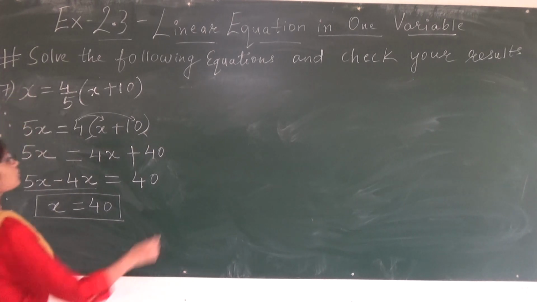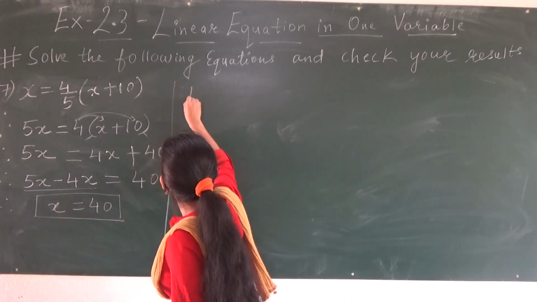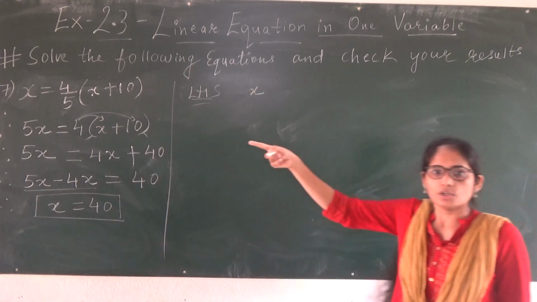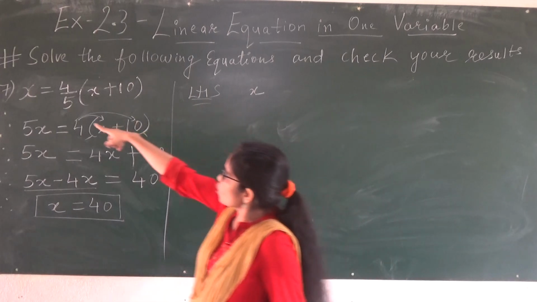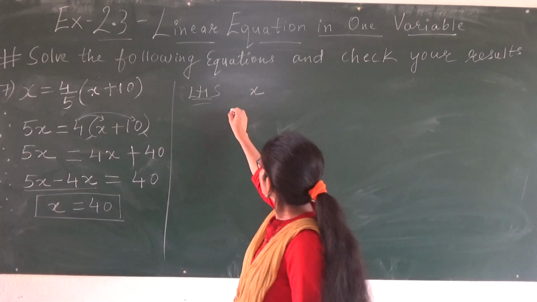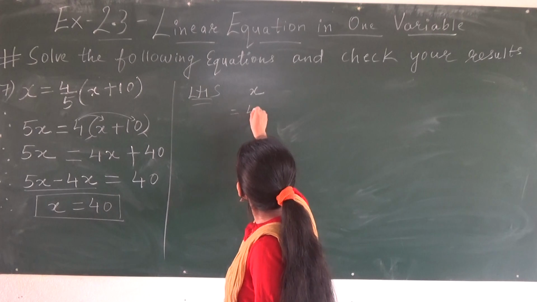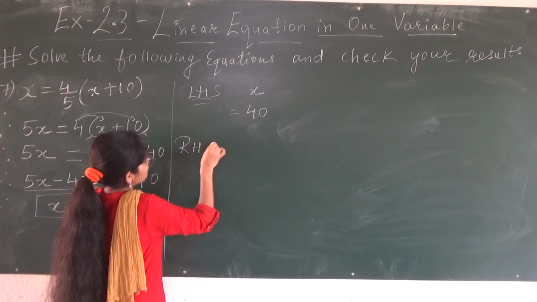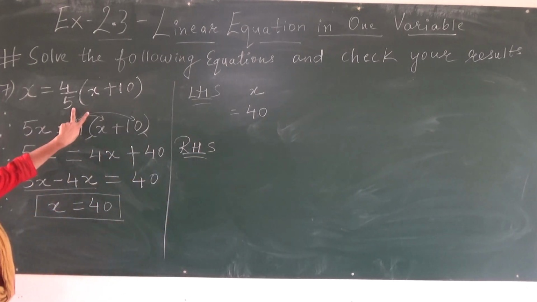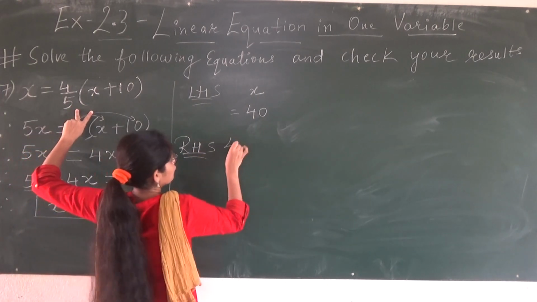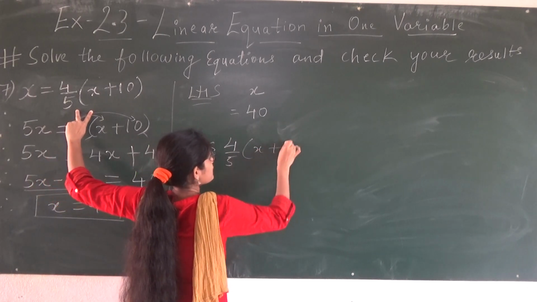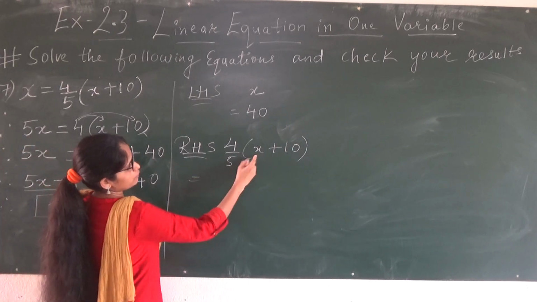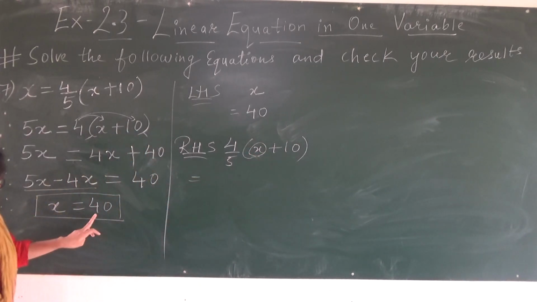Now we need to keep it here, LHS and RHS part. So LHS part is only x. No need to solve. Only x is given. LHS is only x, as you can see. So and x we know, x is 40. So LHS is done. Now RHS part. So what is our RHS? RHS you need to solve. 4 upon 5 into bracket x plus 10. This is our RHS. Now keep the value of x that we have already got, 40.